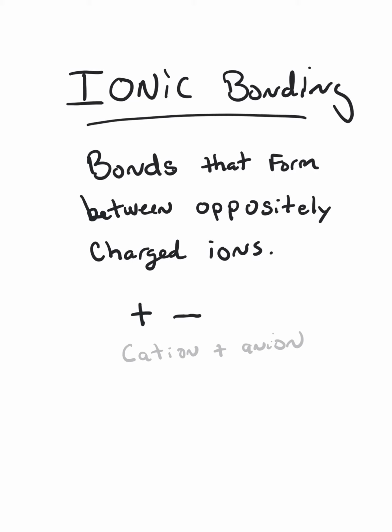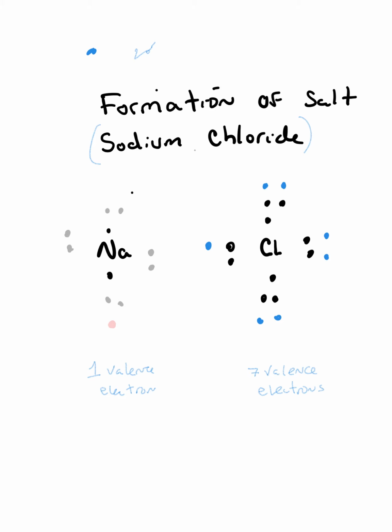Ionic bonding. Ionic bonds are bonds that form between oppositely charged ions. So a positive cation bonds to a negative anion. An example would be the formation of salt, sodium chloride.